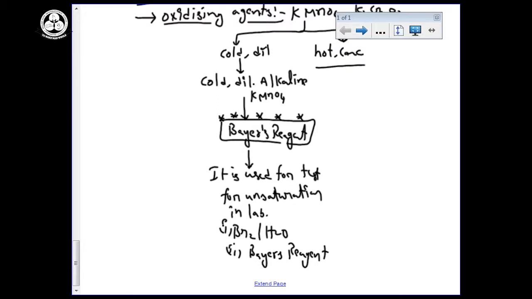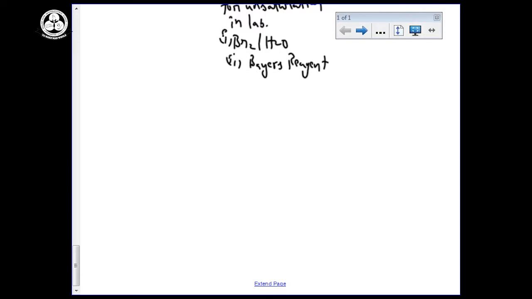Hot concentrated condition plus K2Cr2O7, potassium dichromate in acidic medium. This hot concentrated KMnO4 and K2Cr2O7, these two give the same product. For example, first I am taking the cold dilute condition, then we can go for the hot concentrated condition. First, cold dilute alkaline KMnO4.